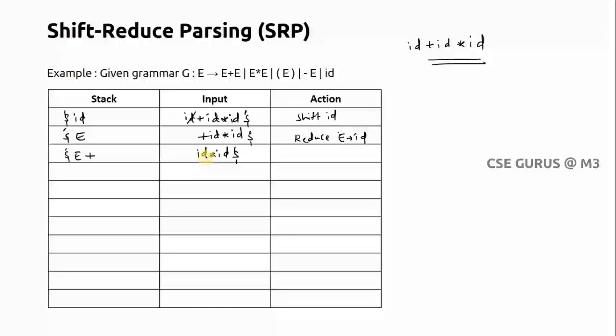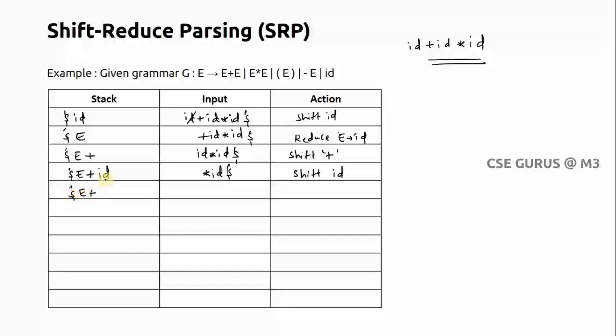Dollar I have written. Now you can see, after shifting, I'll write here shift. Now E plus, can I reduce? No. So E plus ID is there, I need to shift. So ID shifted, I have to write ID dollar here. Now what I have done, shifted ID. Now can I reduce ID? Yes, I can reduce ID.